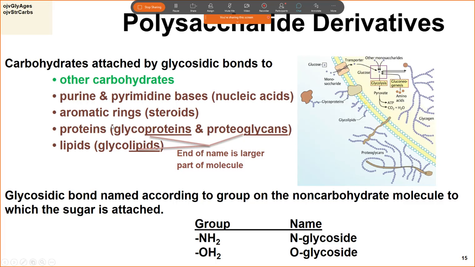Some of the nomenclature is, if you're talking about something that's a mix of protein with carbohydrate attached, whatever's at the end of the name is more of it. So for proteins, a glycoprotein is mostly protein with some sugar added. The glyco is a sugar part. A proteoglycan is mainly a sugar molecule, multiple sugars connected with some protein on it. A glycolipid is mostly lipid with some sugar added to it. And the proteins can have sugars added on NH groups or OH groups. Those are called N-glycosides or O-glycosides.